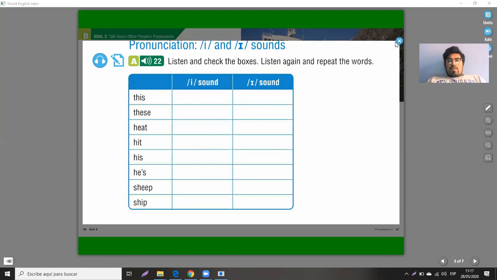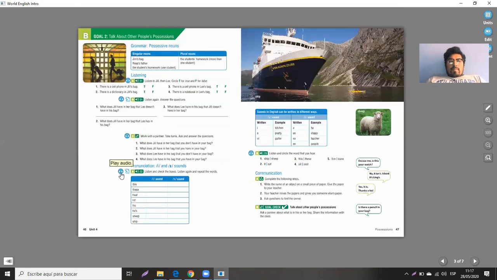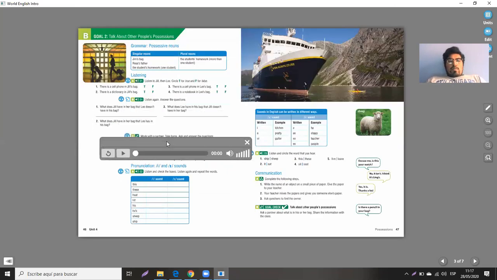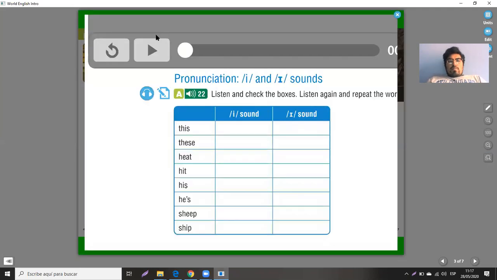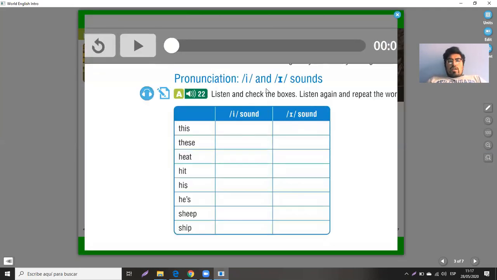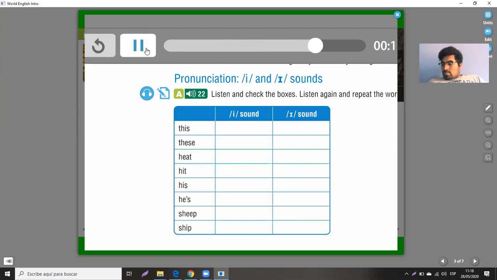All right, so let's go. Please listen and complete. I'm gonna zoom it up for you guys. Zoom it out, okay? Please listen and check. This, these, heat, hit, his, he's, sheep, ship.